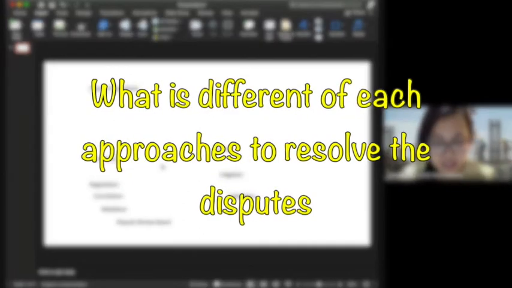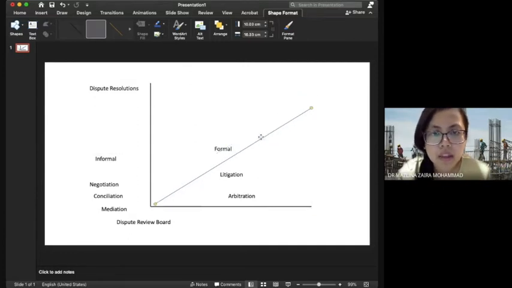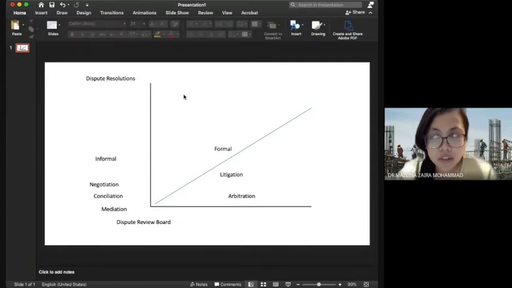What is the difference? Okay. Try to understand, for example, by looking at the time, the period that is needed to solve the issue. Based on the definition, you can describe those things. Let me try to show you what you can compare. For example, this dispute resolution is how you want to solve the dispute. In the construction industry, they have the options.